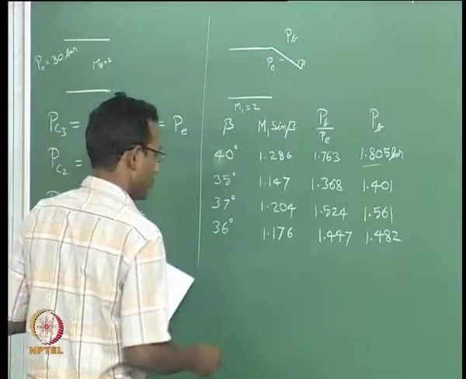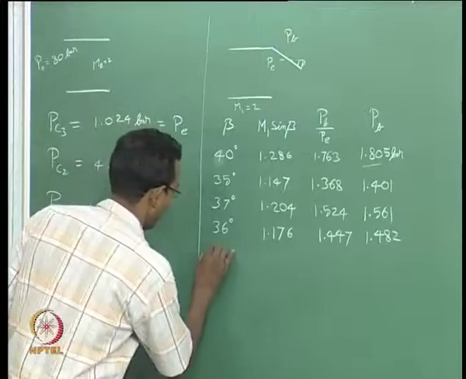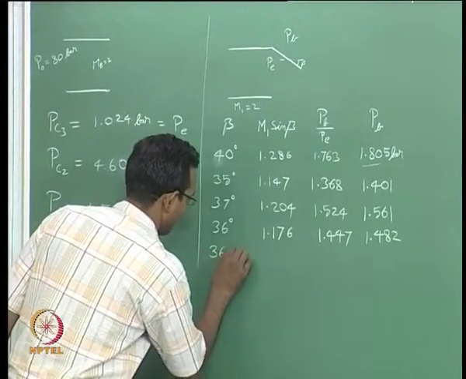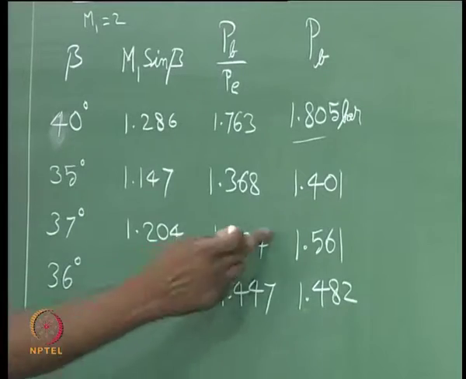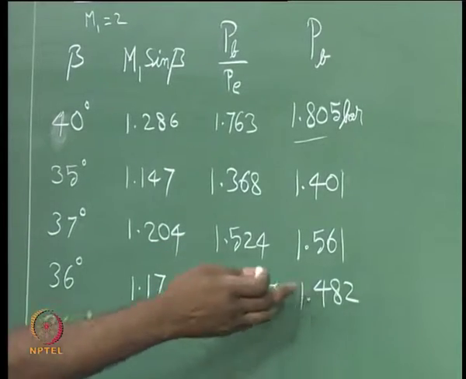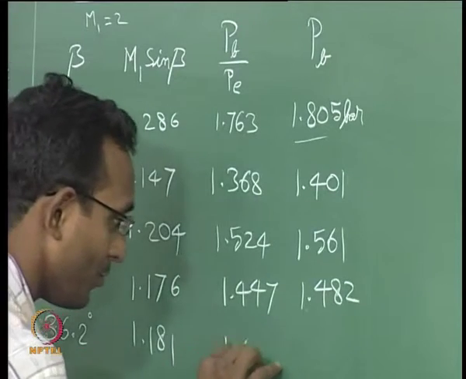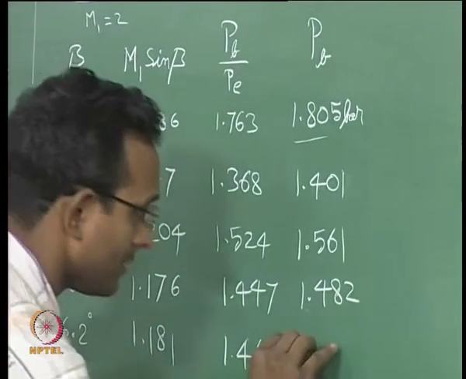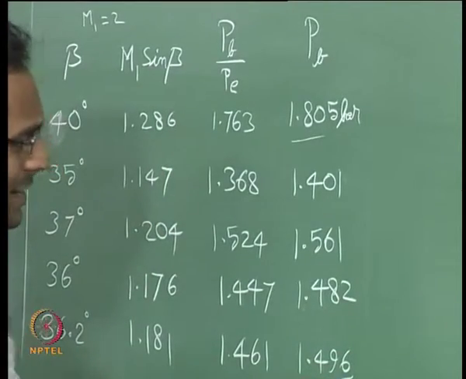Okay. So, I tried this 36.2. Just a guess. I know the answer should be closer to 1.48 than 1.56. Then I am getting 1.181, 1.461, and this is 1.496. I do not want to iterate any more than that.